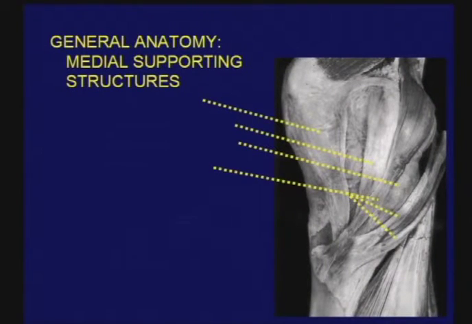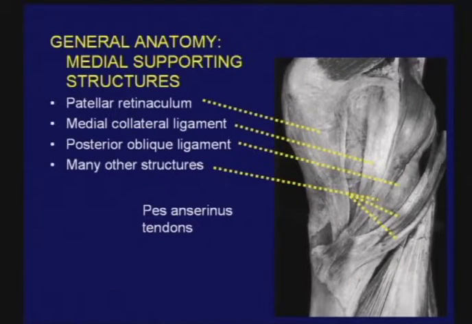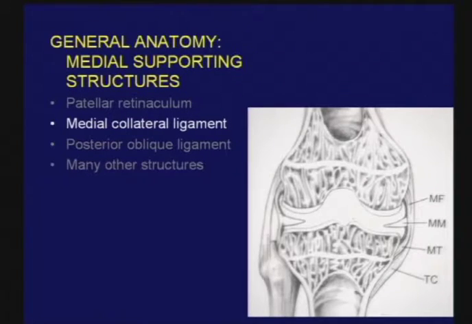Let's turn our attention briefly to the medial supporting structures, recognizing that Minnie tomorrow will go into much more detail. There are many of these. I've labeled some of them here. You can see the medial collateral ligamentous complex, the posterior oblique ligament, and pes anserinus tendons, as well as portions of the patellar retinaculum.